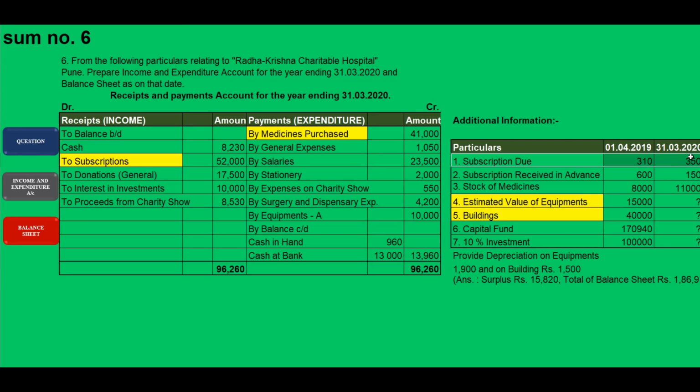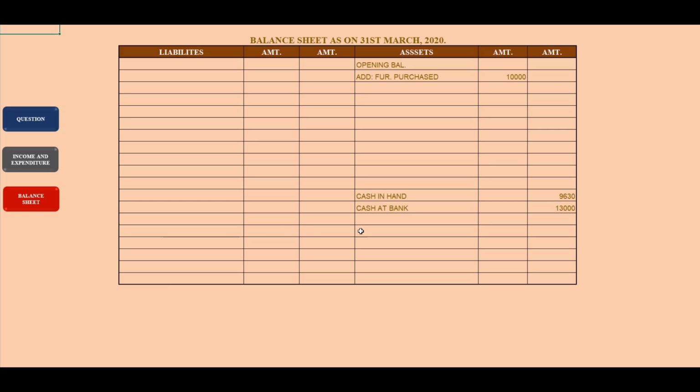We need to give second effect of this. This is subscription due, means subscription receivable. Income receivable will go to asset side. Subscription receivable for current year 350.